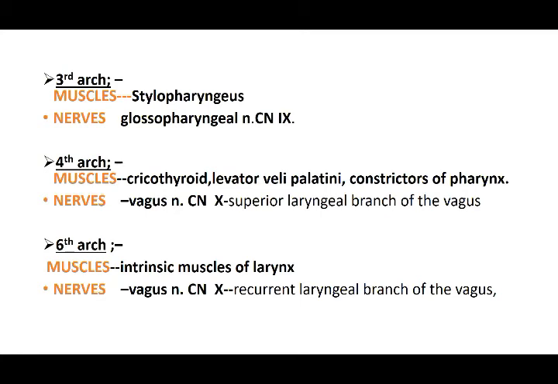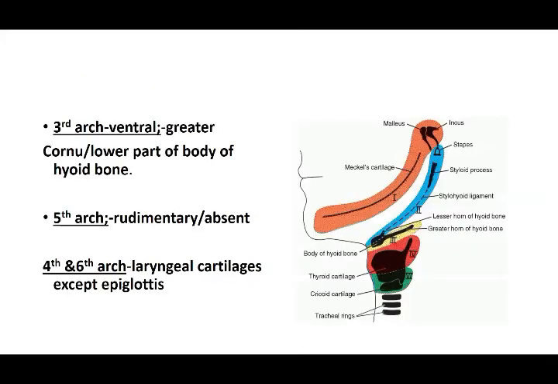Then is the sixth. We said the fifth was rudimentary, that is, it is very small. It does not give rise to any structure. So then is the sixth arch. The sixth, all this is mesenchyme, that is the middle portion. The sixth arch muscles are the intrinsic muscles of the larynx, because lower down we have reached the larynx. You see this picture. Okay, fourth and the sixth arch. All this is the pharynx, and the sixth one is mostly the larynx.